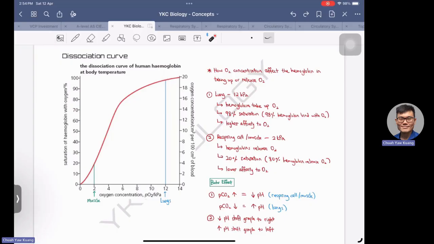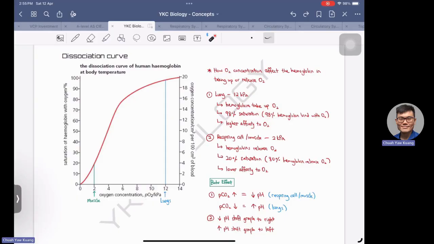This happens because under the condition with the high partial pressure of oxygen, the hemoglobin has higher affinity to the oxygen gas. So that's why more hemoglobin will bind to the oxygen to form the oxyhemoglobin. And that is also why 98% of the hemoglobin will bind to the oxygen.